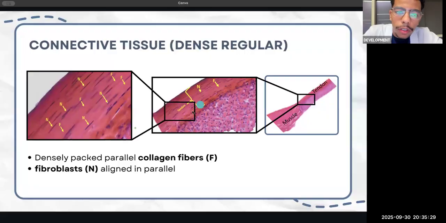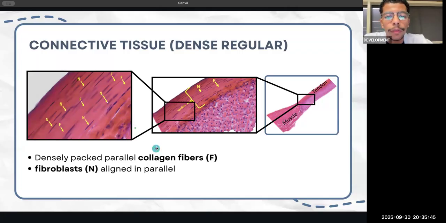If we zoom into the tendon, we see what? Can you see these flattened nuclei? These flattened nuclei are again what? Fibroblasts that secrete what? Collagen fibers. Now collagen fibers here are even more than in the dense irregular. That's why it's a lot more dark.